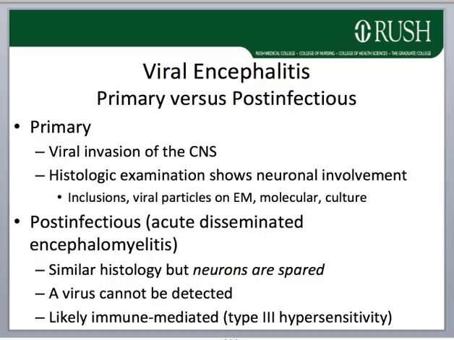In post-infectious encephalitis, which also goes by the name of acute disseminated encephalitis or ADEM, a virus cannot be detected or recovered and the neurons are spared. However, perivascular inflammation and demyelination are prominent in this entity. The inability to recover a virus and the type of histologic abnormalities observed suggests that post-infectious encephalitis is actually an immune-mediated disease or type 3 hypersensitivity.